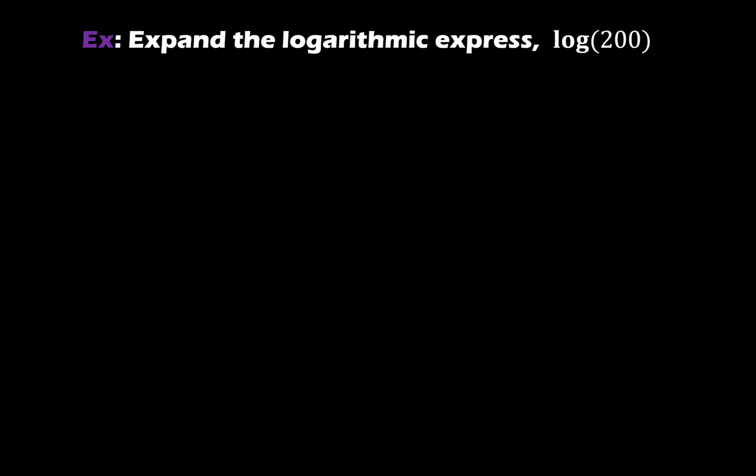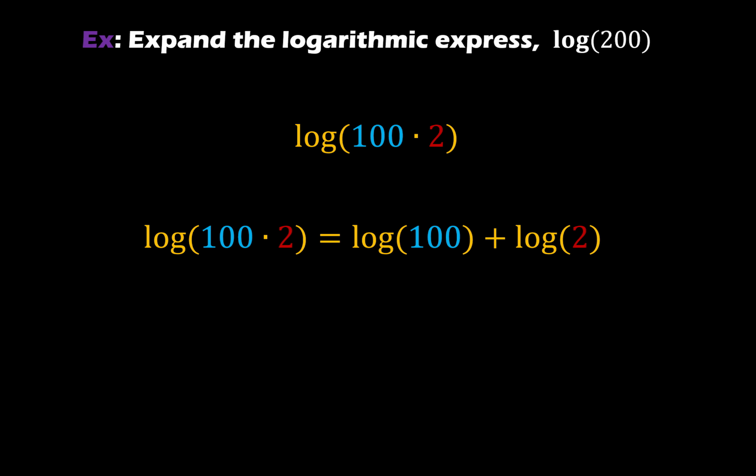Here, we can break apart 200 into 100 times 2. Using the product rule, we can split these guys into two separate logarithms. I'm going to see if I can simplify this even further by using the inverse property.